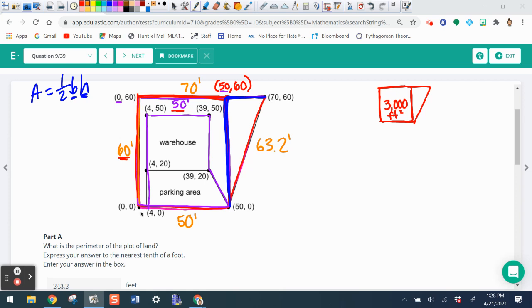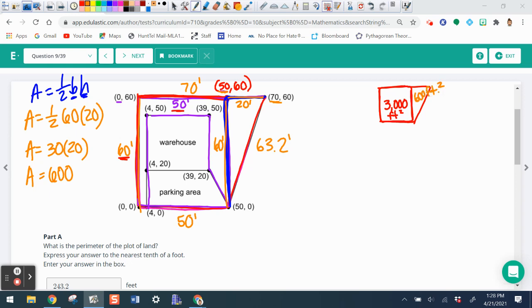We already know that because this is a rectangle, this is also going to be 60 right here. So 60 feet, we'll call that our height. And then our base from 50 to 70 will be 20 feet. So the area of the triangle is 1/2 of 60 times 20. Quick math, half of 60 is 30, and 30 times 20 is 600. So the area of this little triangle here is going to be 600 square feet.